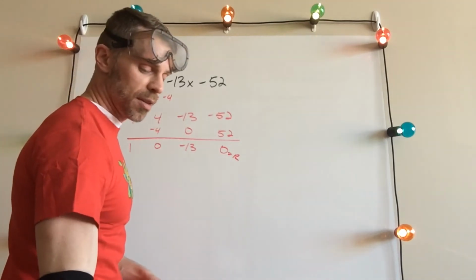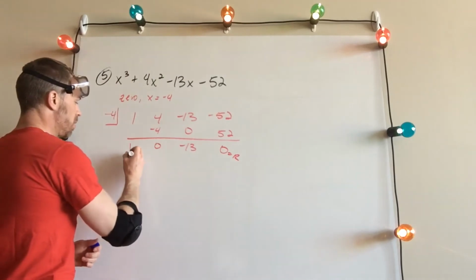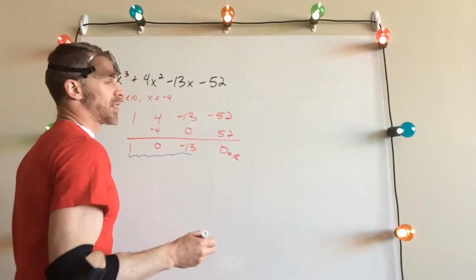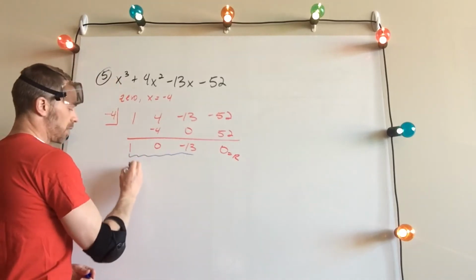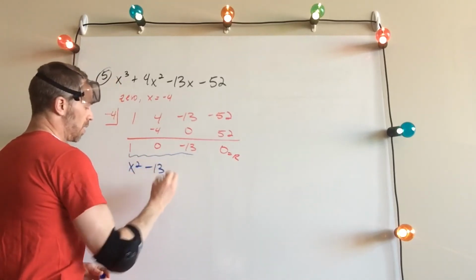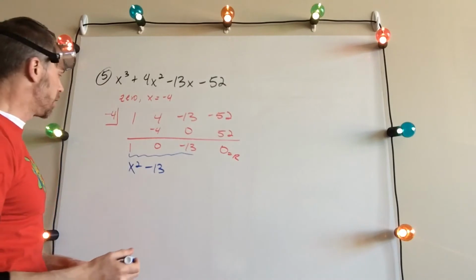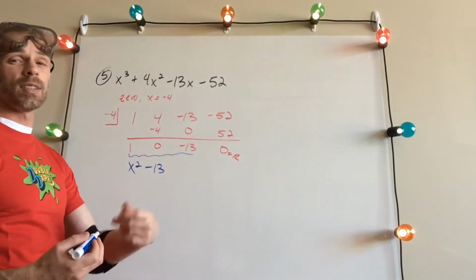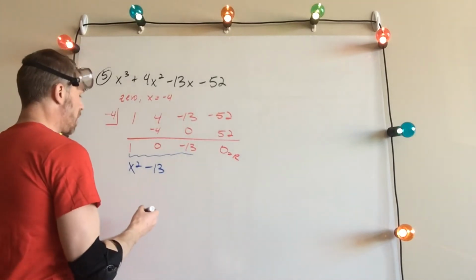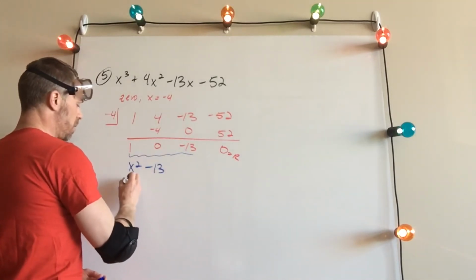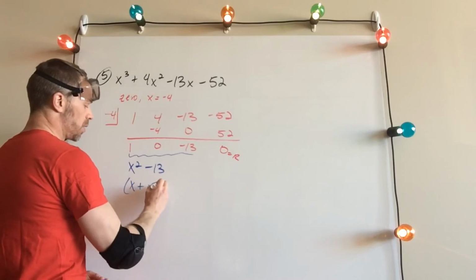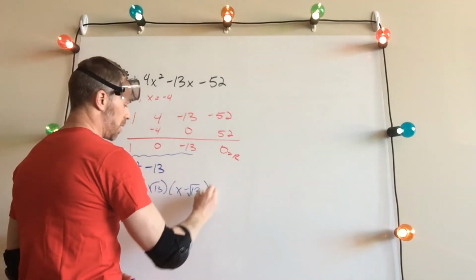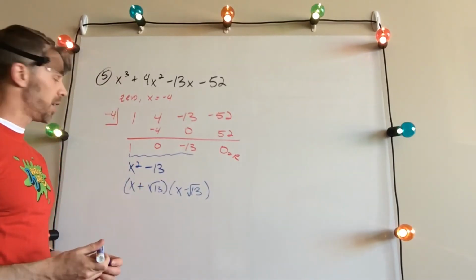So what are we left with? Our resulting polynomial. It was cubic. We divided out one factor, so we knocked it down a degree. It is now quadratic. So we've got x squared minus 13. We could factor this by difference of squares. 13 is not a perfect square, but we could go with x plus square root of 13, x minus square root of 13.